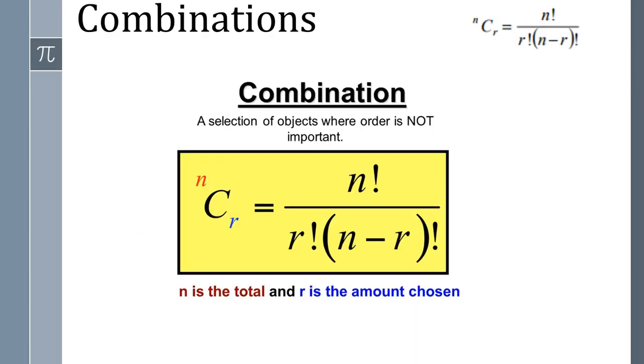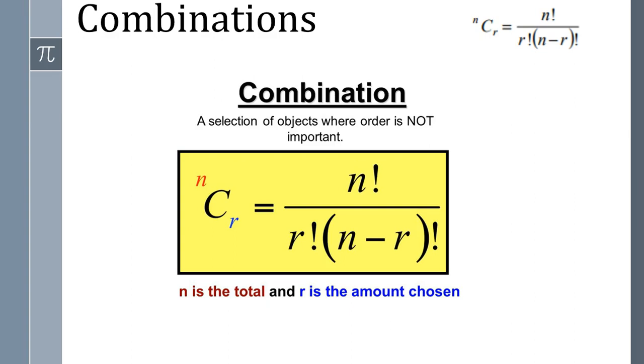So a combination is a selection of objects where order is not important. If the order is important, we're getting into what we call permutations. It's not in the course, it's in Methods 4, but we just don't have the time to do it. So we're going to do combinations, and if you continue on to Methods 4, you'll see permutations next year.